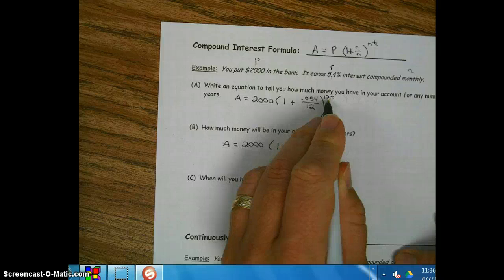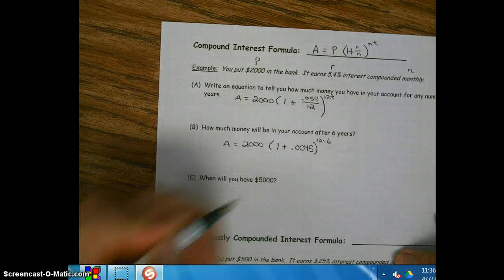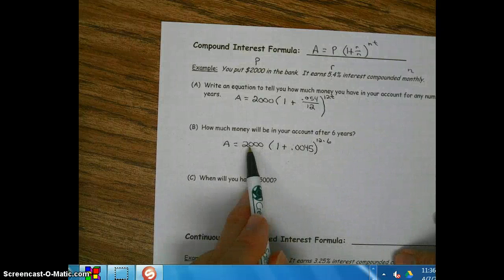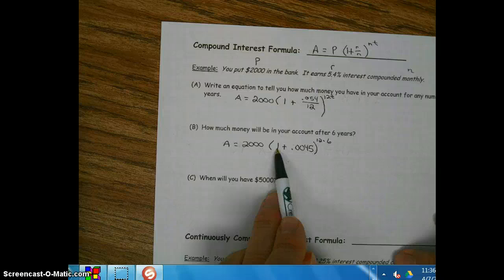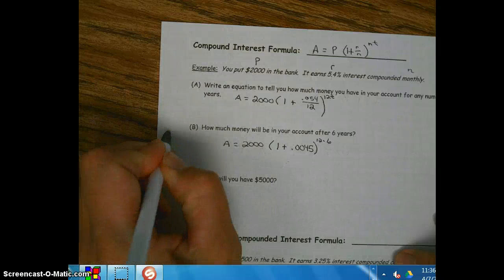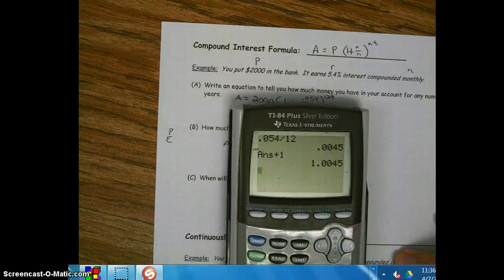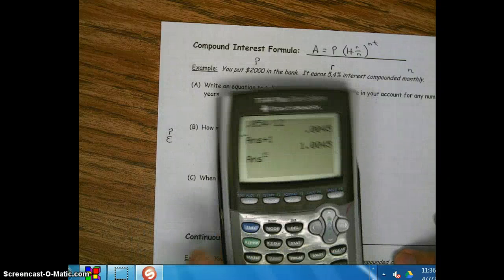Raised to the 12 times 6. So remember, we're simplifying this, so always start with parentheses. So we're going to have 1.0045, parentheses first. Then we apply the exponent. So 1.0045 raised to the 12 times 6, that's 72.